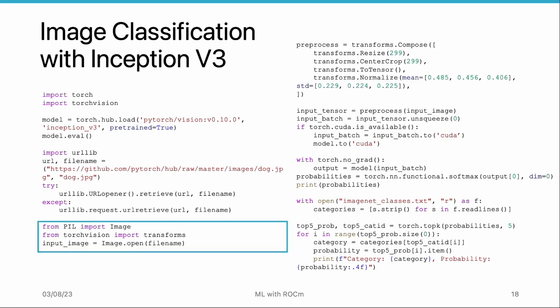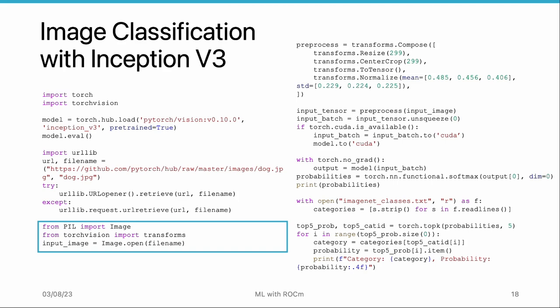Once the image is downloaded and saved as dog.jpg, we can proceed to open and process the image using the Python image library and the Torch Vision library. First, we import the necessary modules, Image from PIL and transforms from Torch Vision.